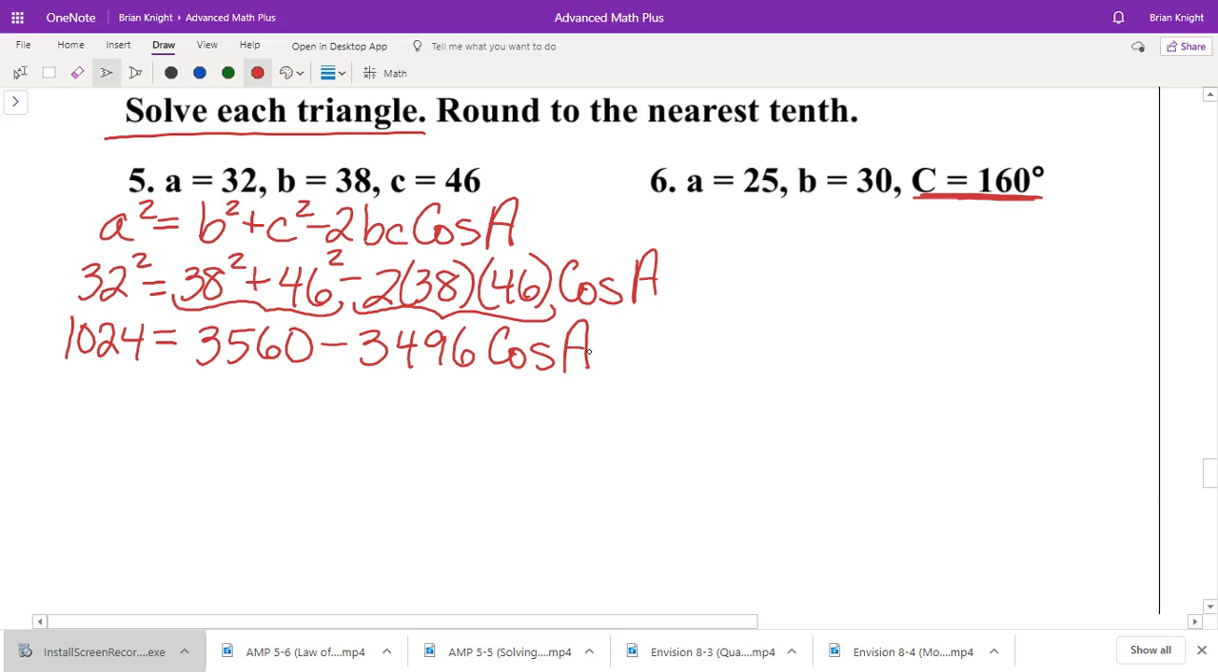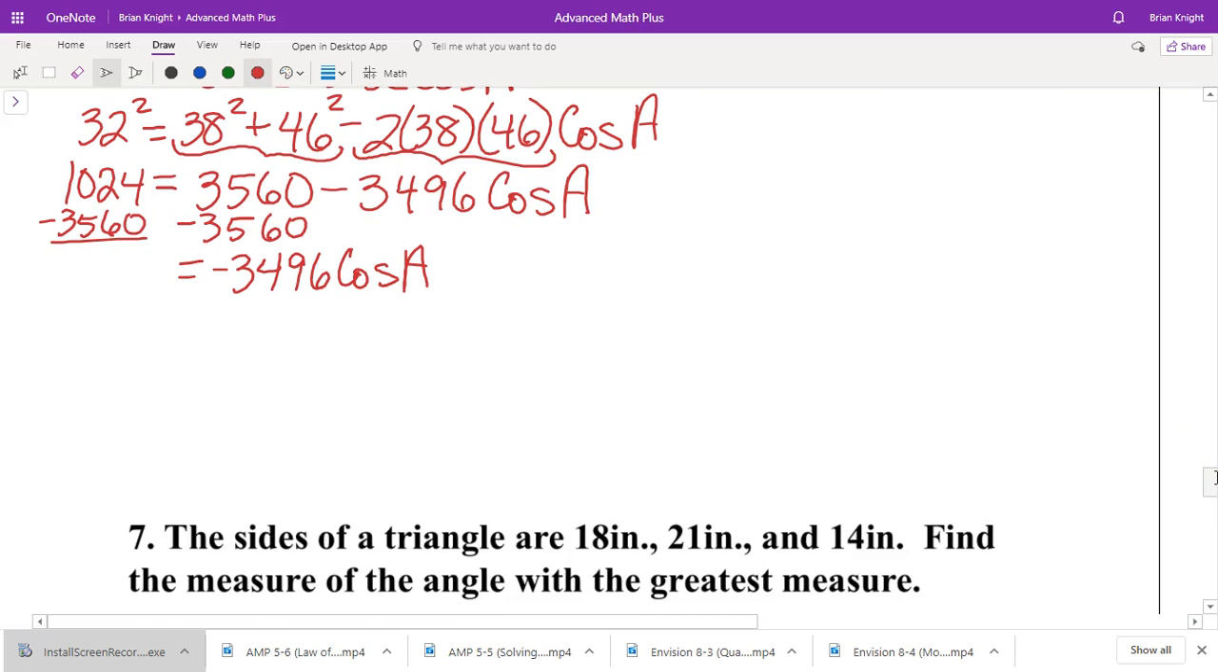But I do want to get A by itself, so what can I do next? I can't divide yet. Subtract. What am I subtracting? 3560. There you go. Subtract 3560 from both sides. I'll let y'all be putting that in your calculator and tell me what that equals while I'm writing the right side. So it's negative what? Negative 2,536. Everybody with me?